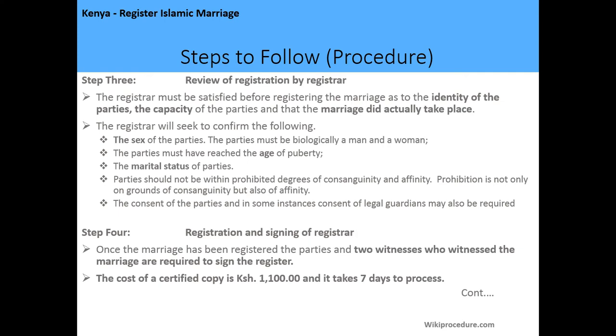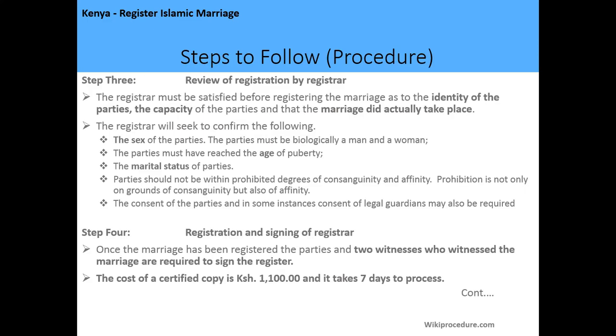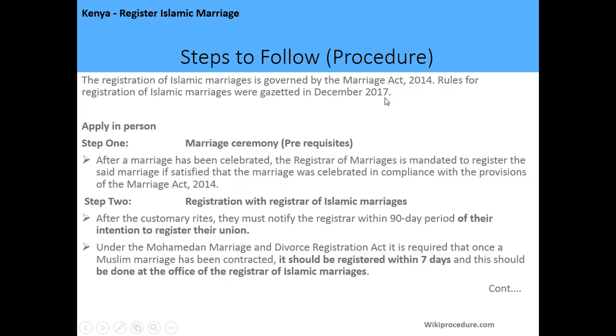So step four, after the registrar has confirmed the above mentioned, the registrar will go ahead with the registration and signing. Once the marriage has been registered, the two parties and two witnesses who witnessed the marriage are required to sign the marriage certificate, and the cost of the certified copy is 1,100, and it takes 7 days to process.